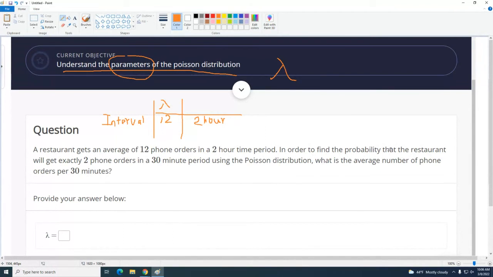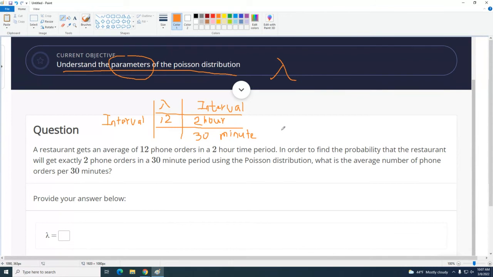We want to find the probability that the restaurant will get exactly 2 phone calls in a 30 minute period. So now down here, our interval is now 30 minutes. We're assuming the distribution is distributed evenly. So if you get 12 phone calls per 2 hours, how many phone calls do you get in 30 minutes? That's the lambda we're looking for, right?